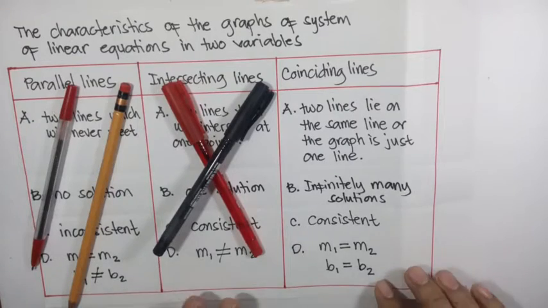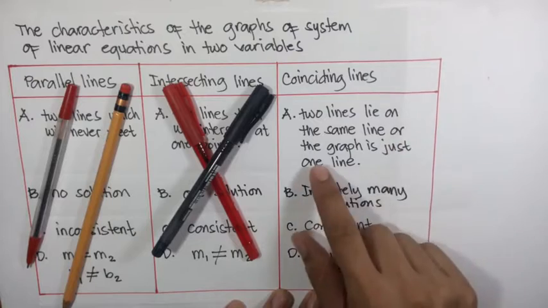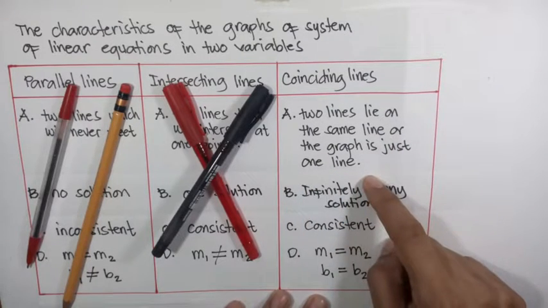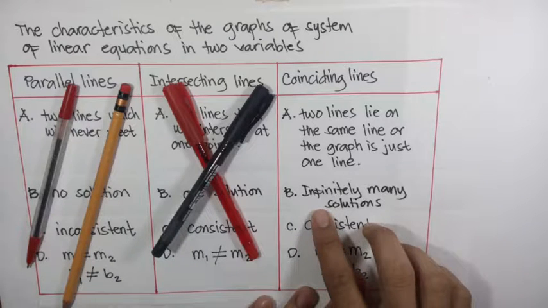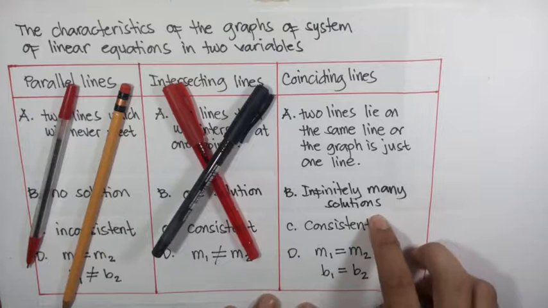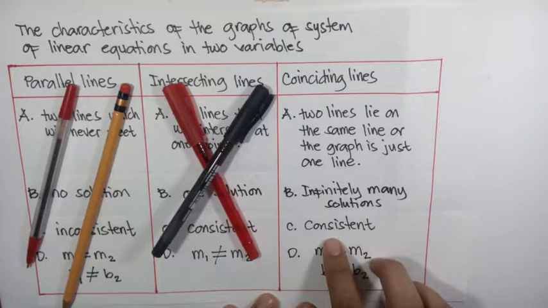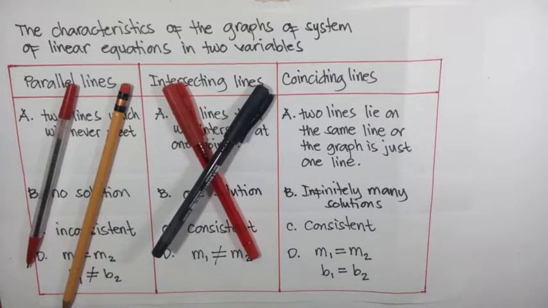Okay, now let's go to the coinciding lines. Coinciding lines are two lines that lie on the same line, or the graph is just one line. If two lines lie on the same line, they intersect at all points. So every point is an intersection, meaning infinitely many solutions. And since there is a solution, it is consistent. The slope of the first line is equal to the slope of the second line, and the y-intercept of the first line is also equal to the y-intercept of the second line.